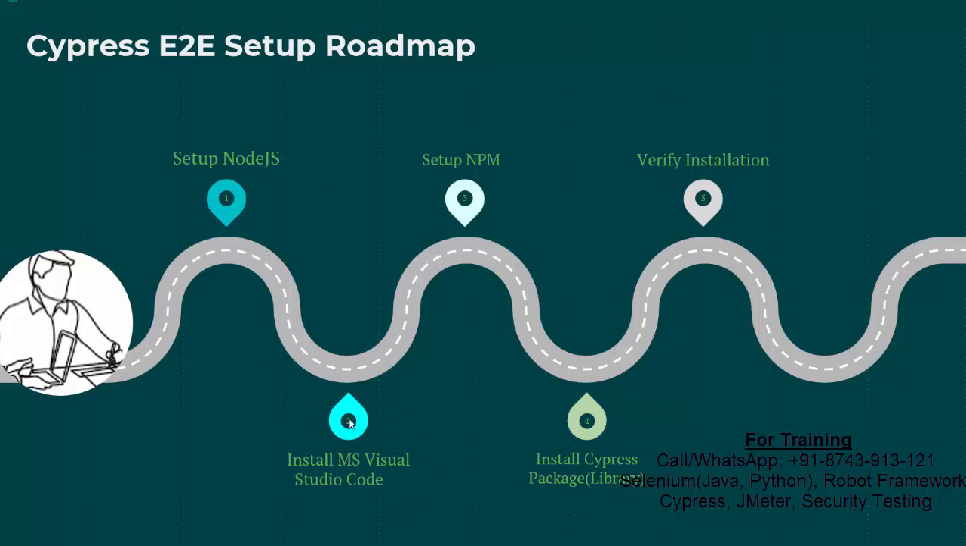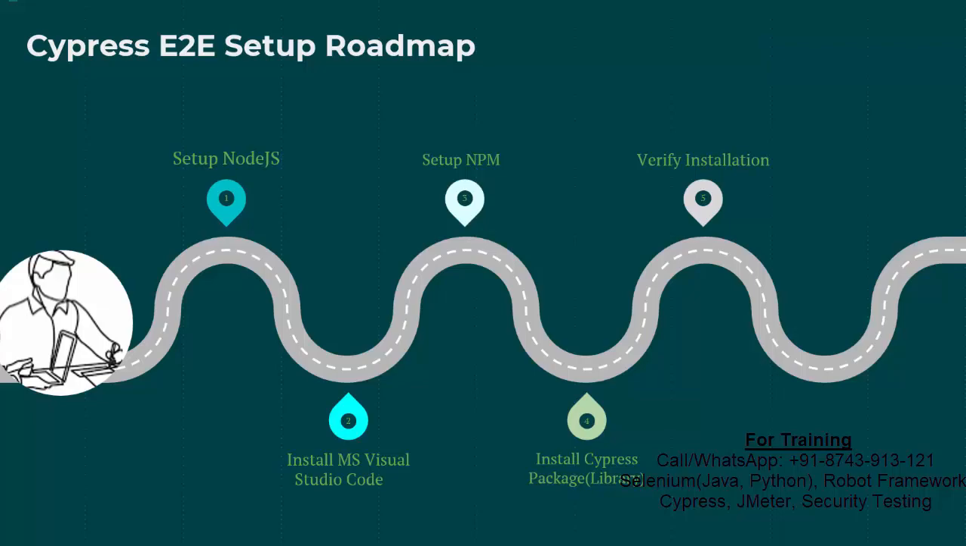Okay, next I'm going to install MS Visual Studio Code. As you know, here in Cypress automation, we are going to write code either in JavaScript or TypeScript. For both, we need an editor. So we are going to use a very popular editor, which is Visual Studio Code. It is going to provide us an environment where we can write our JavaScript or TypeScript code.